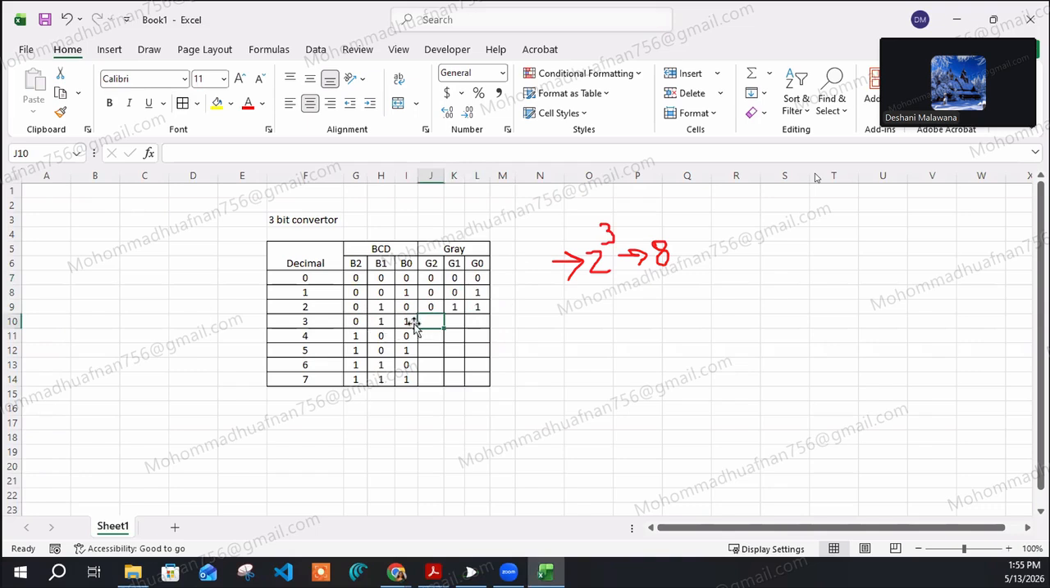So here, the first digit should be 0 because we need to put the same digit here. Then 0, 1 means we are considering XOR here. 0, 1 means 1. Then 1, 1 means 0. Then again the first digit should come as we can see. Then after the second one, 1 0 means 1, 0 0 means 0. Then after, the first digit comes the same way. 1 0 means 1, 0 0 means 1. Then here also the same, here also the same.